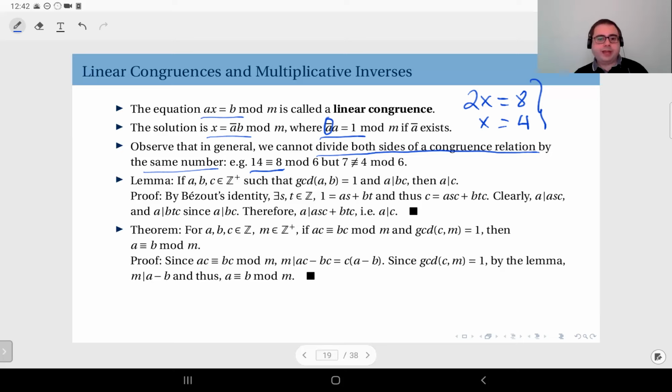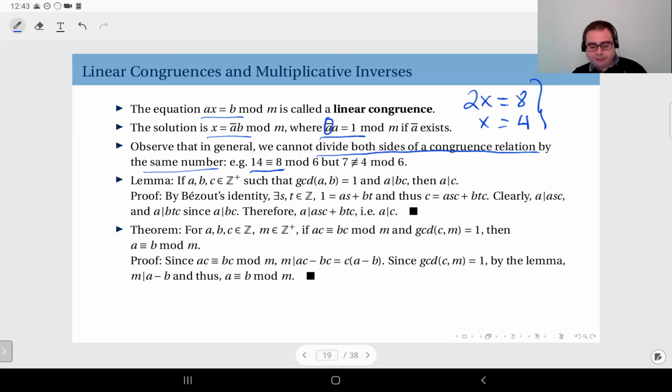So it looks like you need to compute at each case the multiplicative inverse, if it exists, of the coefficient a. Now, at this point, we are going to see under which condition you can actually do this simplification from, let's say, 2x equals 8 to x equals 4. We have seen that you cannot do this in general in modular arithmetic, but there are cases where you can do this, and we will see when that is the case.